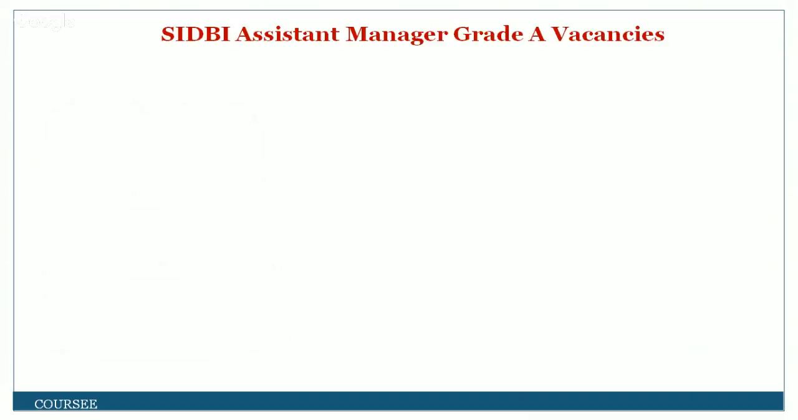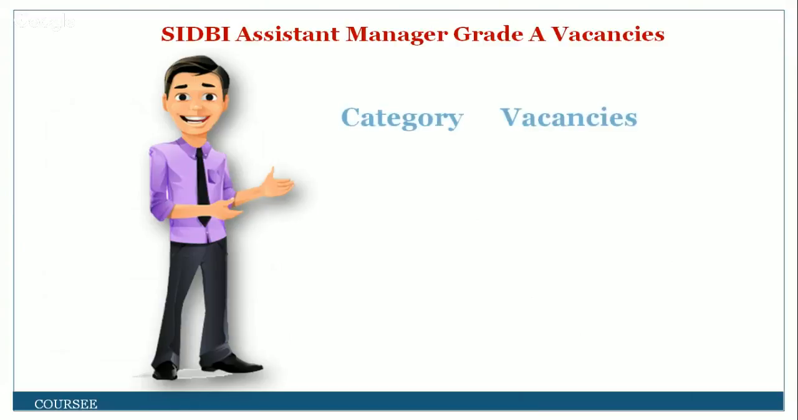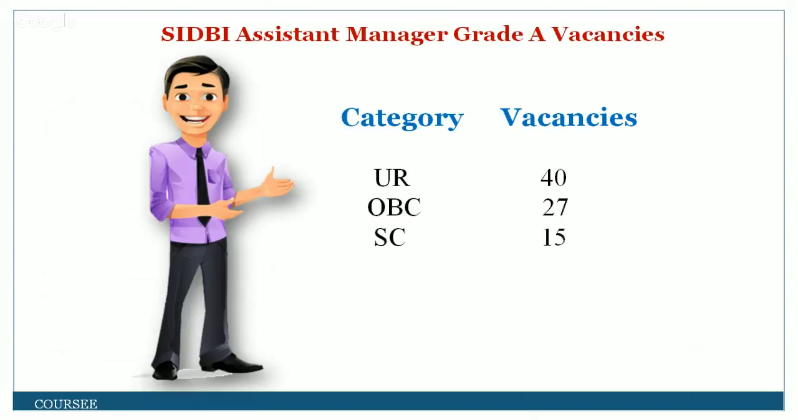Now we see the vacancies. There are categories and vacancies. The first category is UR. The category UR consists of 40 vacancies. OBC consists of 27 vacancies, and SC consists of 15. ST consists of 8 vacancies, PWD-OH consists of 4, and PWD-EW consists of 4 vacancies.